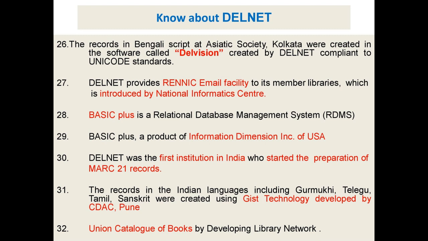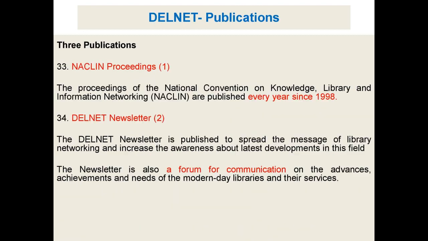DELNET was the first institution in India who started the preparation of MARC 21 records. The records in the Indian languages, including Gurmukhi, Telugu, Tamil, Sanskrit, were created using GIST technology developed by CDAC Pune. Union Catalogue of Books by Developing Library Network. DELNET publications. 3 publications. The first one, NACLIN Proceedings.